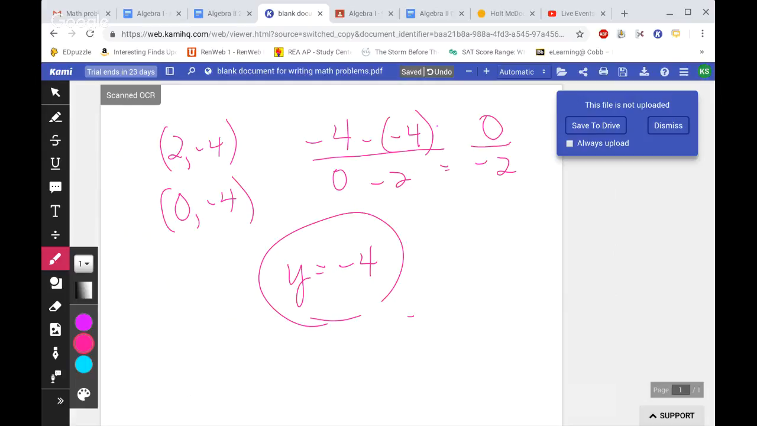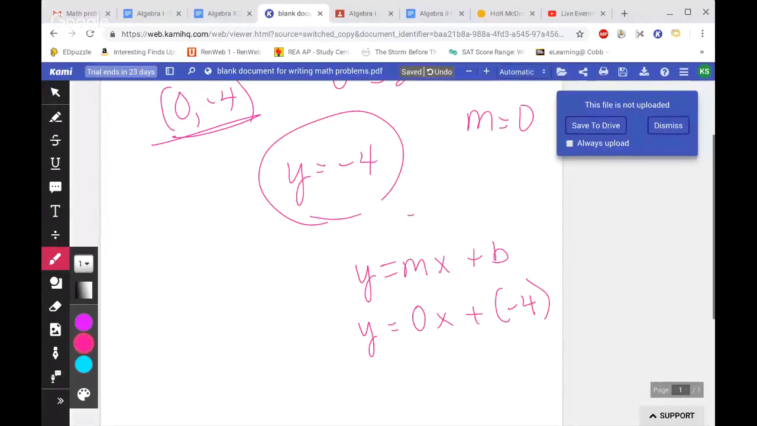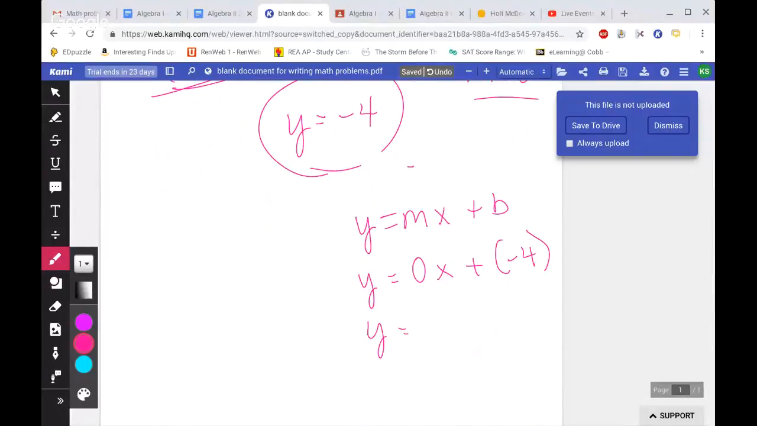Good question. We should just ignore the 0 over -2 and just do the y. That tells me my slope is 0. So if I were to plug all of this in, great question, let's think it all the way out. If I were to plug this into this formula, number one, I know that's my y-intercept, right? So I've got y equals 0 times x plus -4. So I'm just plugging in what I know because my slope turned out to be 0.